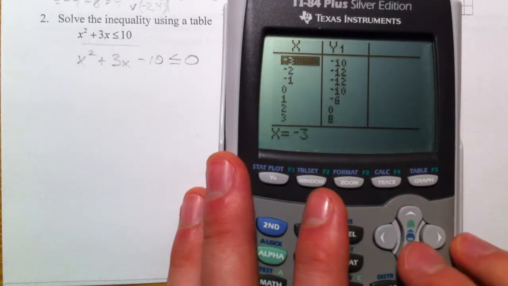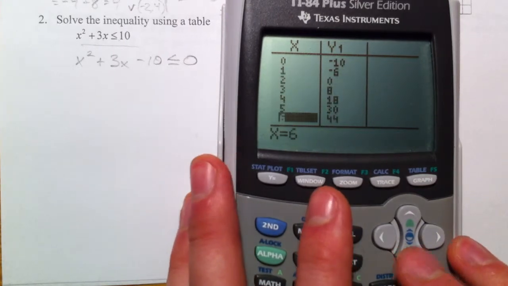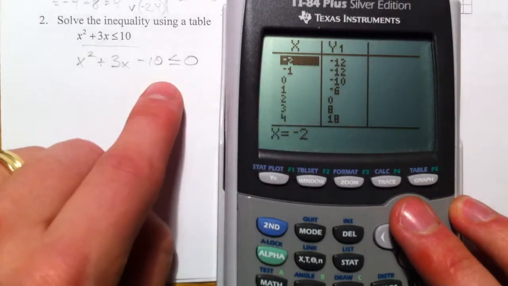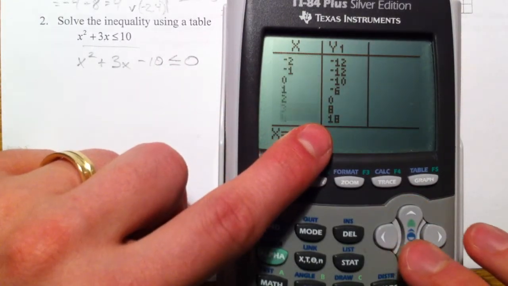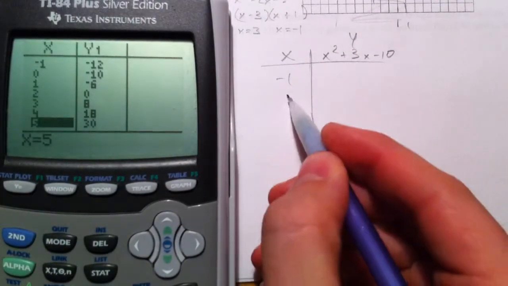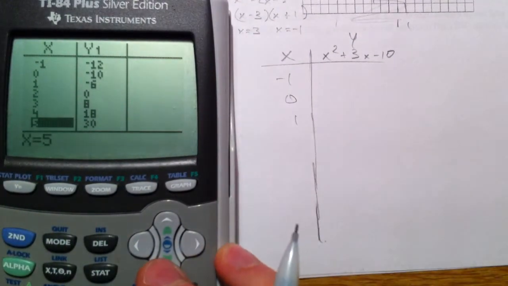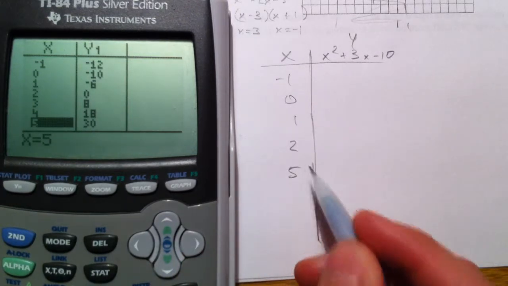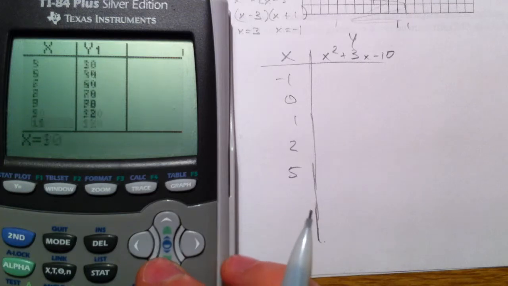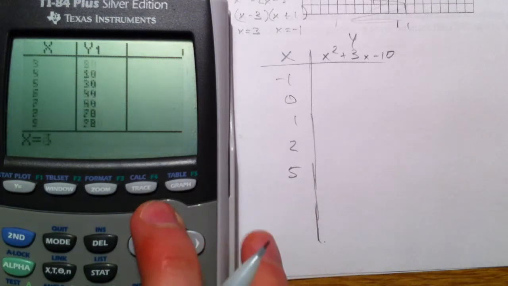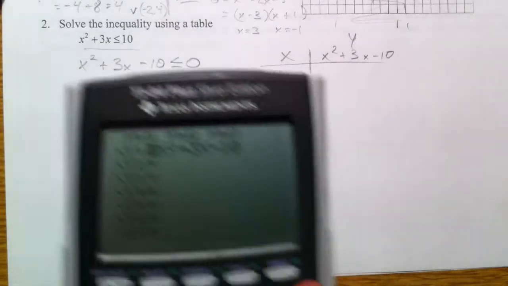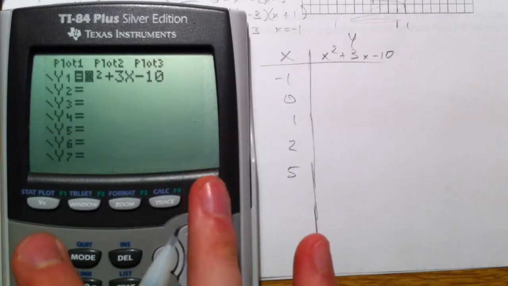And here it is. So notice, if you scroll up, we have a bunch of negative values. That's where it's less than 0, so we want to take note of that. But maybe we could start our table around negative 1. Goes 0, 1, 2, 5, and then it comes back down again. Hold on. What's going on here? x squared plus 3x minus 10. That's right.